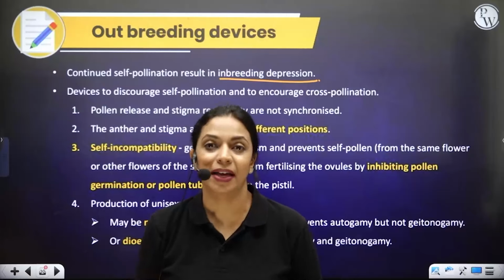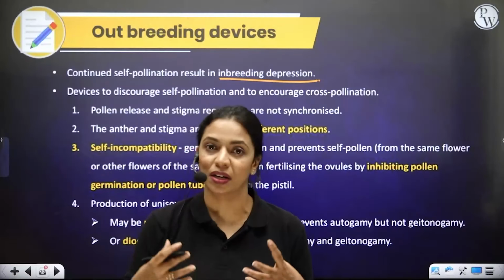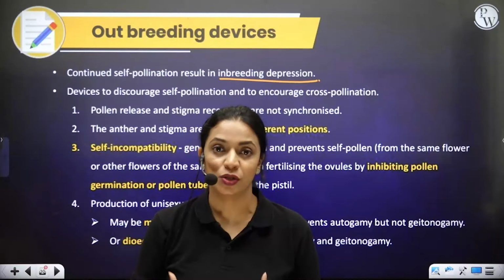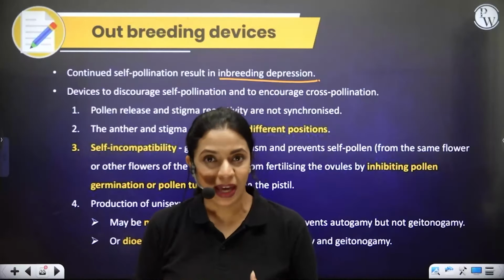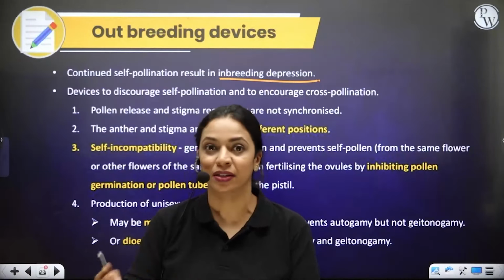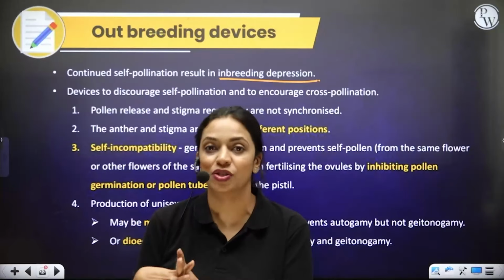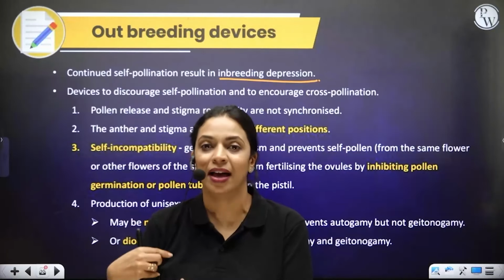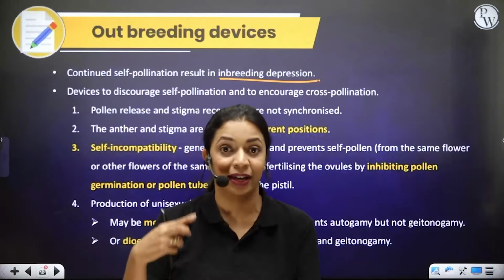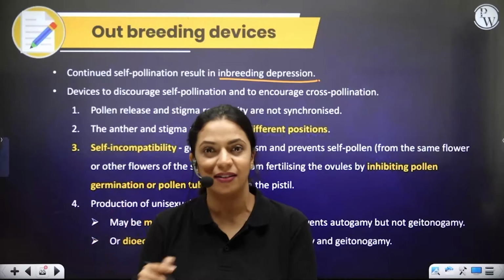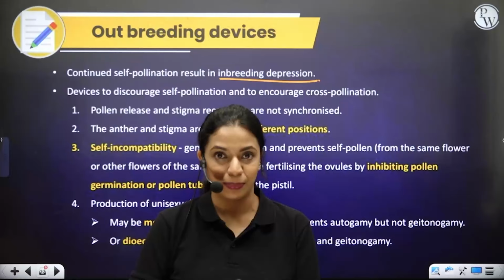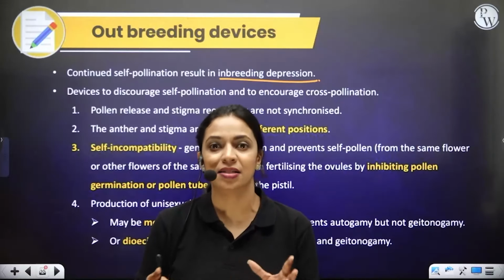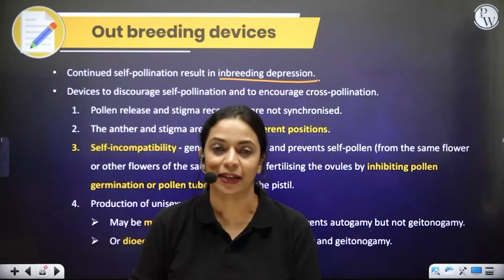Now what do we mean by inbreeding depression? You may have seen how even in humans, you are advised not to get married to your very close relatives or first cousins. You may have noticed how in some families, when first cousins get married to each other, the children that are born are either mentally retarded or they are deaf and mute, they can't speak, they can't hear. These kinds of abnormalities we see when there is inbreeding. Inbreeding, you can think of it as very close relatives breeding.